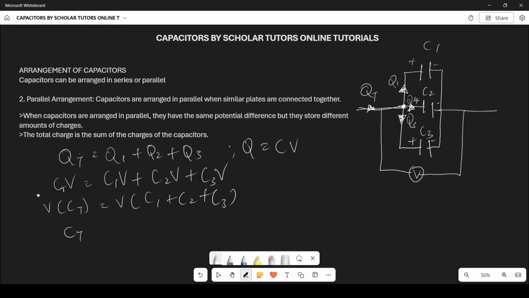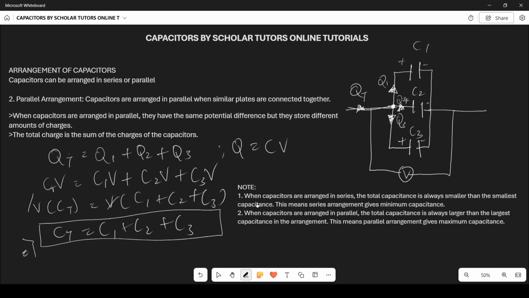Then we have CT, V we cancel on both sides. So we have CT is equal to C1 plus C2 plus C3. This is very important. This is the formula you use to calculate the total capacitance or the effective capacitance for capacitors connected in parallel arrangements.